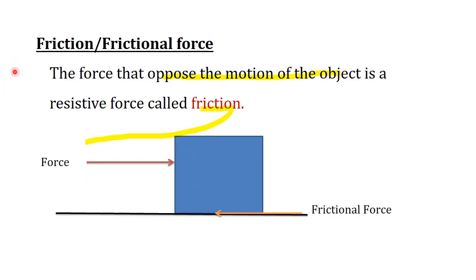To learn about Newton's laws, we should learn friction and frictional force also. I think that is new for you. Then what is friction? Friction is the force that opposes the motion of the object. In other words, we can say friction is a resistive force. The force which opposes the motion of the object, that is very important. That is friction.